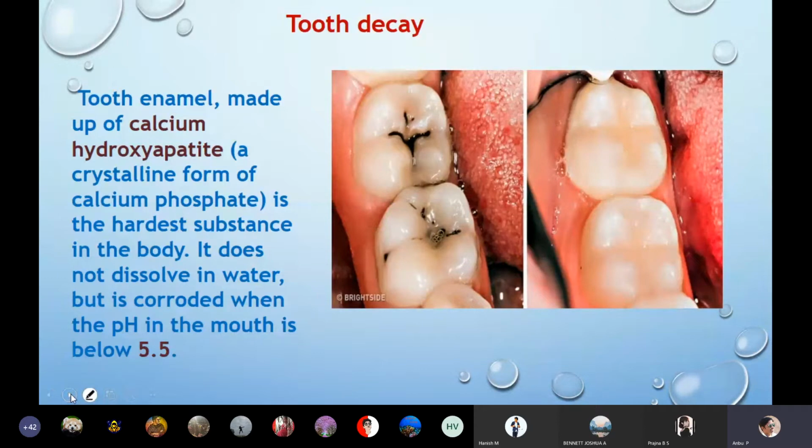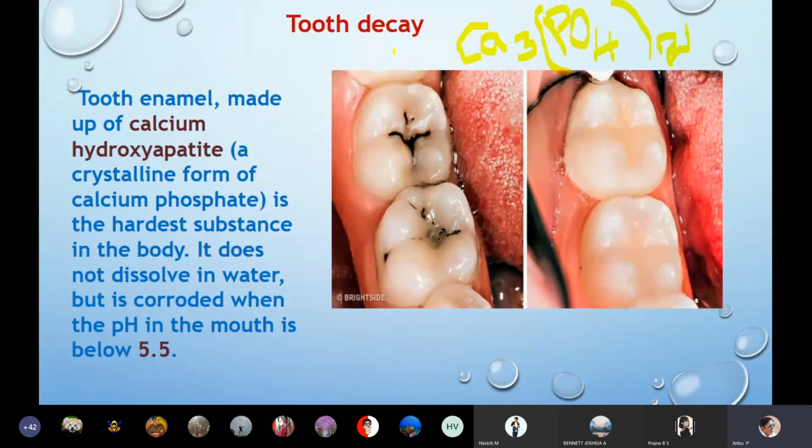Ca3(PO4)2. So this is the hard substance that covers our tooth enamel. This helps in preventing damage to the teeth. This is generally a base. You all know that calcium phosphate is a base. It is also called calcium hydroxyapatite. It is a crystalline form of calcium phosphate, the hardest substance in the body.